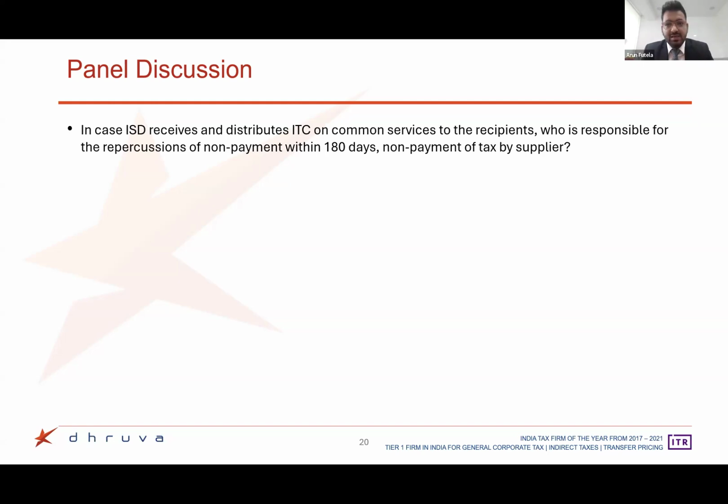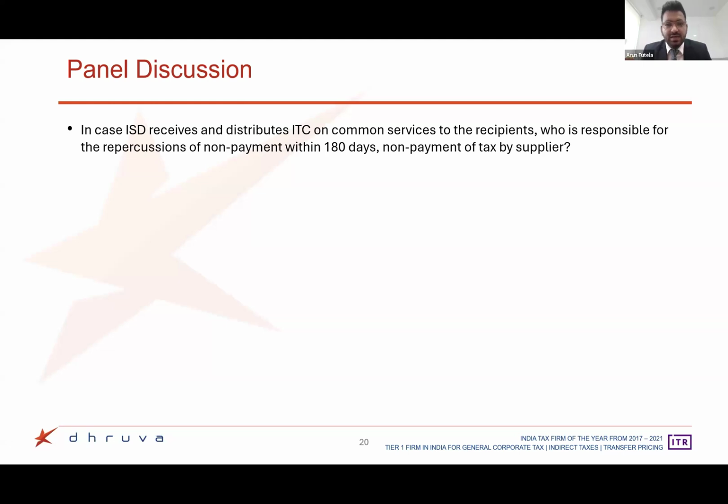That is very clear. Now, the second question that arises is, now it is clear that the recipient will do the reversal. How will that process be? Will it be through ISD or will it be a direct reversal? So it has both of these options.